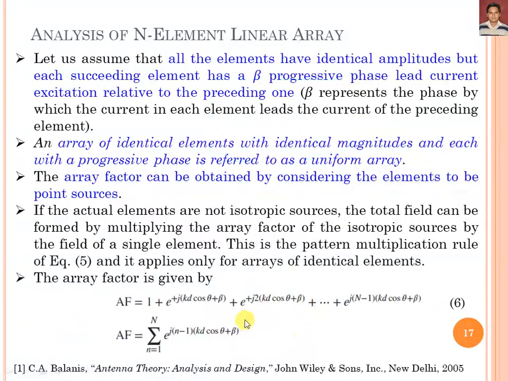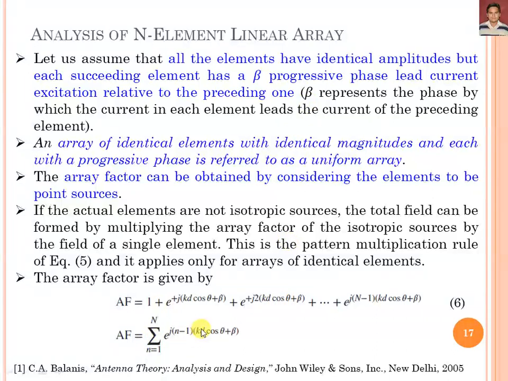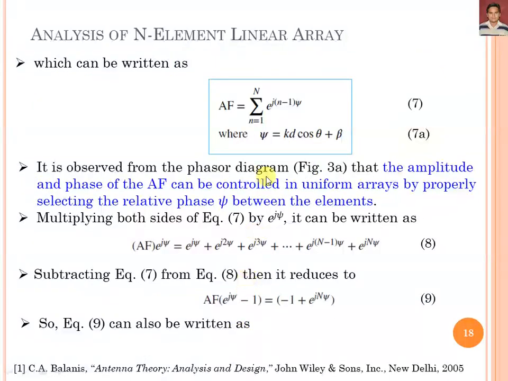So this equation can again be returned in this form, and here you can see the array factor is e^{j(n-1)ψ}. So we have replaced kd cos θ + β with a coefficient, and that coefficient is ψ, and this ψ is the progressive phase shift between the elements. Here we can represent that the amplitude and phase can be controlled in a uniform array by properly selecting the relative phase ψ between the elements.